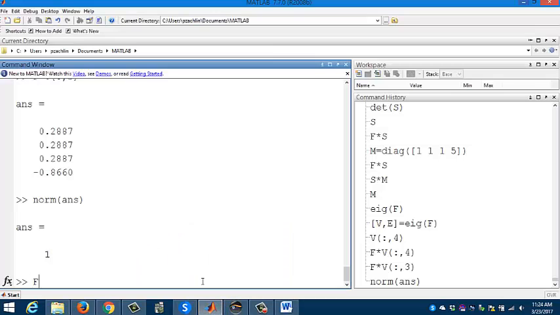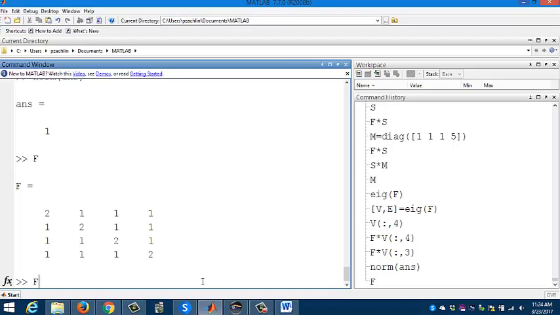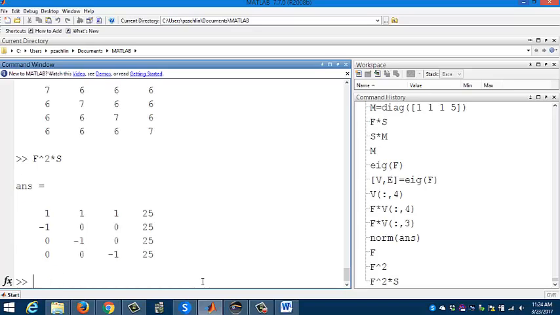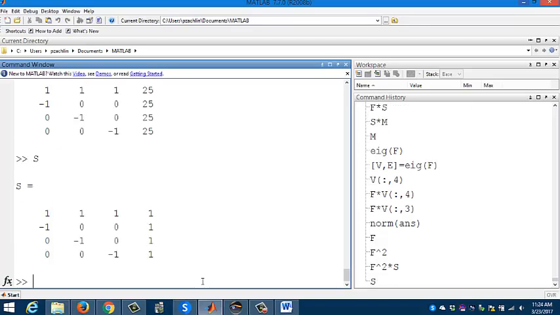So, okay, here's F. Here's F squared. Oh, cool. And here's F squared times, do we really have a k in there somewhere? Oh no, F squared times S. F to the k power times S. That's what we get. Here is, the other thing we're supposed to compare it to is S times M to the k. Again, here's what S was. So that's interesting.